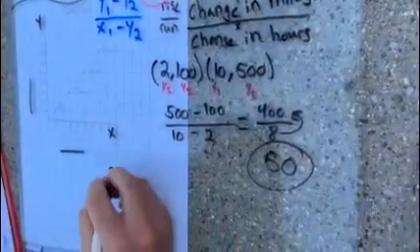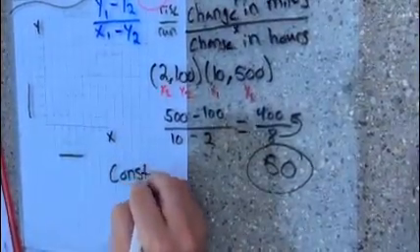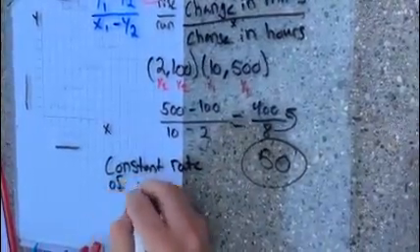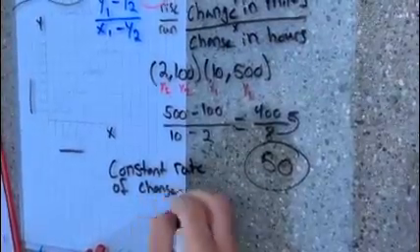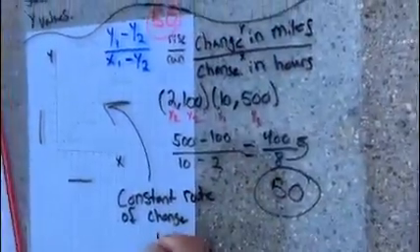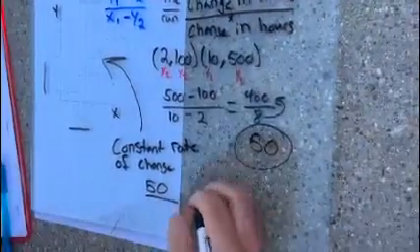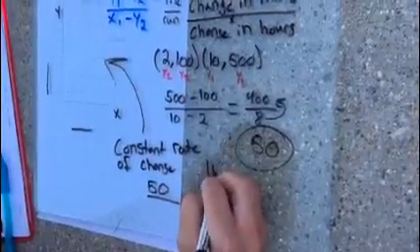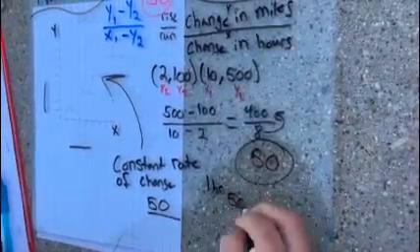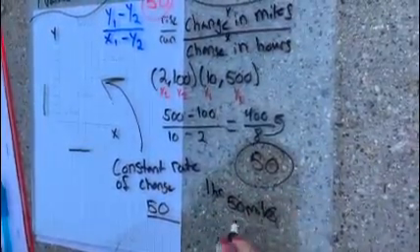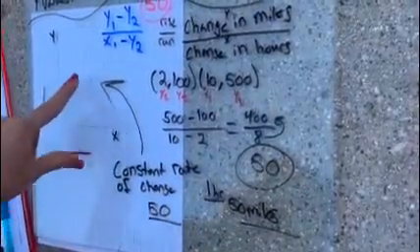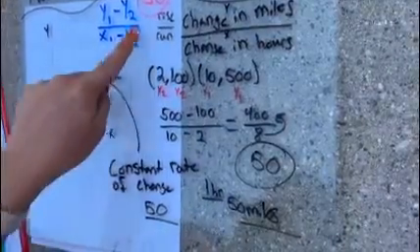So our constant rate of change for this line is 50. This also means that for every 1 hour traveled on this road trip, they travel 50 miles. So just to recap, you pick any 2 points on a graph.